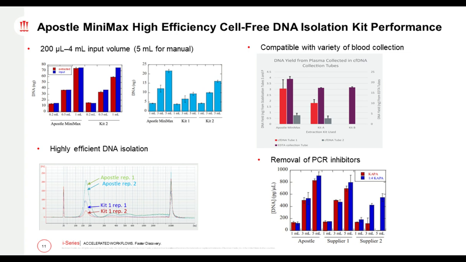The last figure represents the comparison of PCR inhibition. Undiluted samples were compared to samples diluted in 1:4 ratio to measure the effect of PCR inhibitors. If PCR inhibitors are present, then the estimated concentration will be higher in more dilute samples. And if there are comparable concentrations from dilute and non-dilute, then it's a sign of low inhibition. As you can see, Apostle Minimax and Supplier 1 have low inhibition, and significant PCR inhibition is seen in Supplier 2.